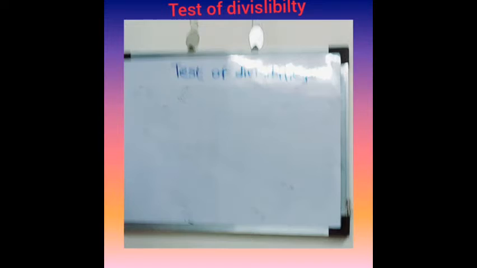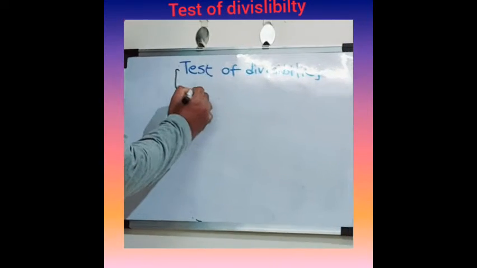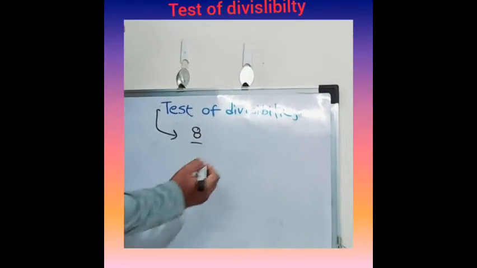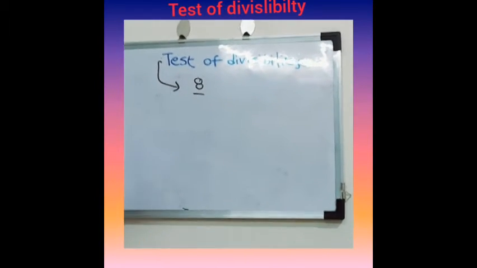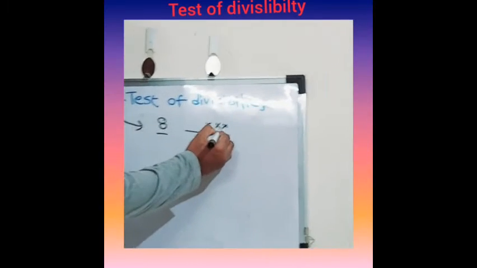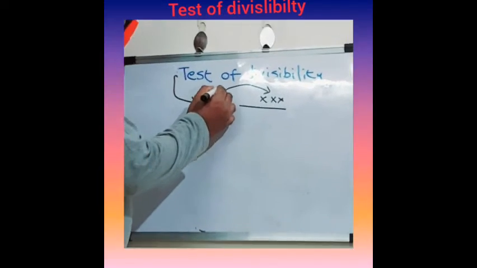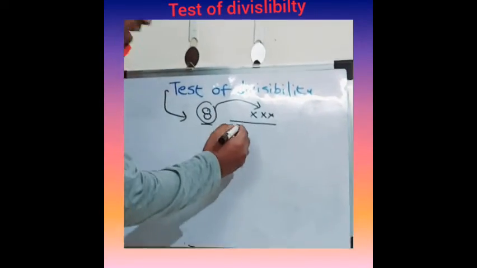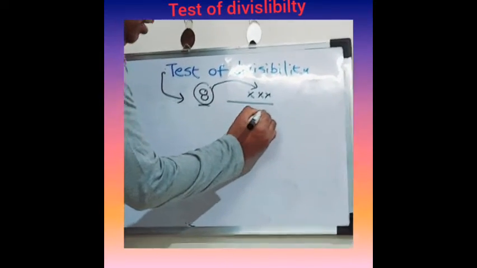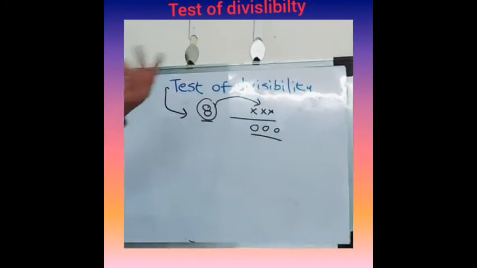Now we will discuss the divisibility law of 8. Test of divisibility logic for number 8. Here the logic is: if in a number the last 3 digits are divisible by 8, then the number is divisible by 8. That is the first rule. And if the last 3 digits of a number are 0, then that number is also divisible by 8.